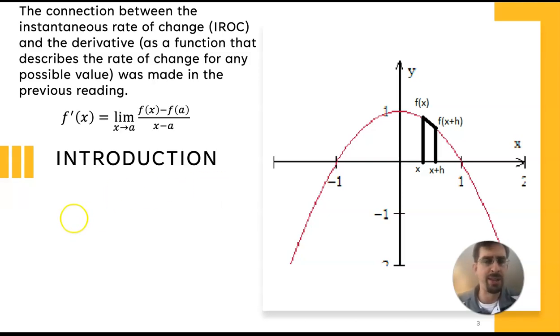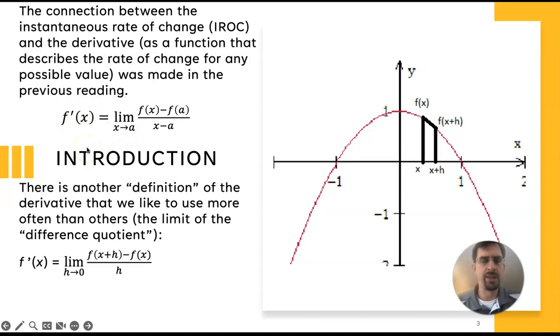Now, before we had this limit as x goes to a of f of x minus f of a over x minus a, and we called that the average rate of change. I don't know if you remember that. And then adding the limit made it what's called an instantaneous rate of change. So this f of x minus f of a over x minus a becomes an instantaneous rate of change when we add the limit part to it. And we call this our derivative.